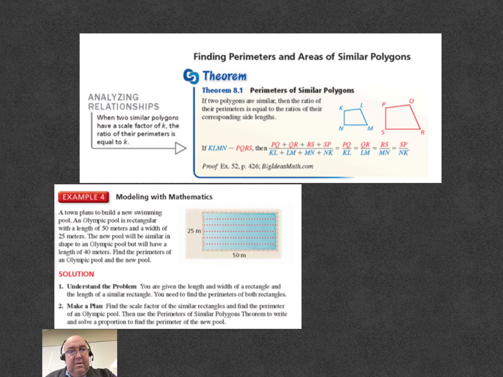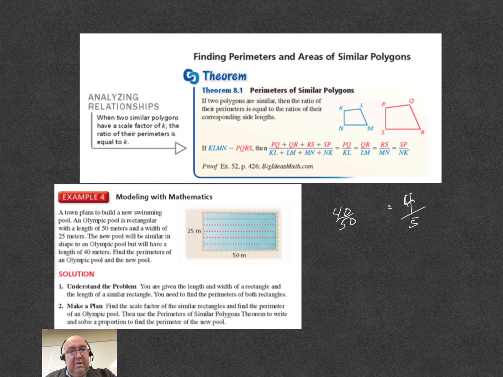Alright, so in this we're introducing the perimeters of similar polygons theorem. All it states is that the perimeter of similar polygons has the same ratio as the sides of the polygons. So here we're looking at having a swimming pool built similar to an Olympic swimming pool, but the side is only going to be 40 instead of 50 long. So we have a 4/5 ratio.